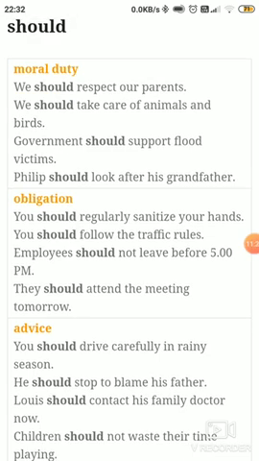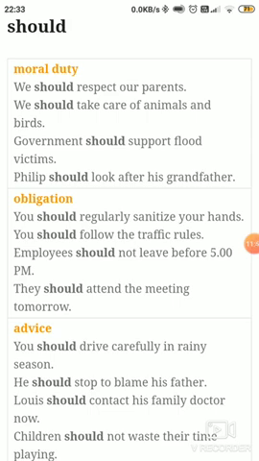First, moral duty. We should respect our parents. We should take care of animals and birds. Government should support flood victims. Philip should look after his grandfather. These are the moral duties of anyone of us.